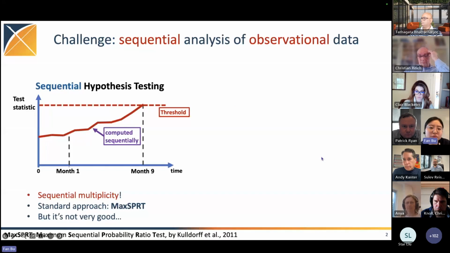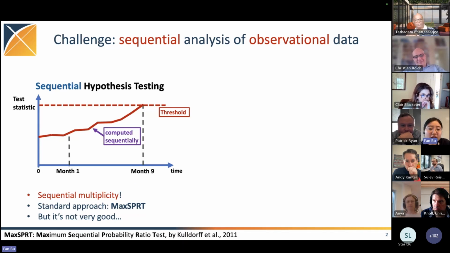Now, going back to the problem at hand, this is actually quite challenging because we have to sequentially look at the data and come up with some test statistic and compare it with some kind of decision threshold. At the time point where the decision threshold is crossed, then we stop the study and declare some kind of safety signal. But the problem here is that as we repeatedly analyze data over time, the type 1 error rate or the false positive rate can be blown up. This is called sequential multiplicity.